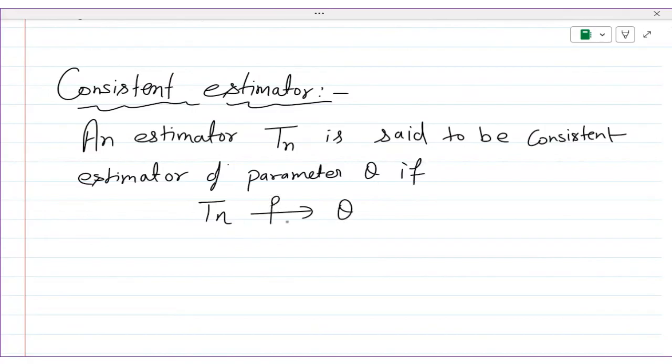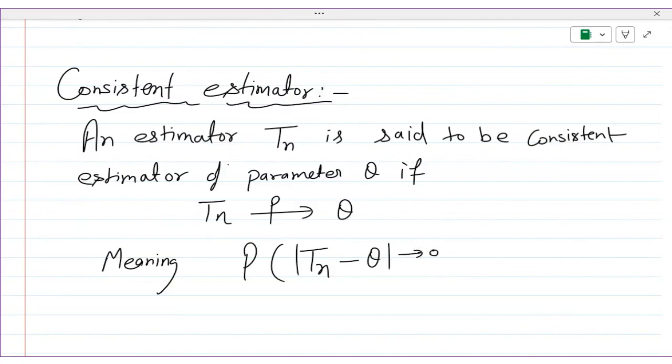So what is the meaning of convergence in probability? It means the chance or the probability that Tn is near this theta should approach 1. It means the probability that the distance between Tn and theta approaches 0 should be 1 as n approaches infinity. So this is the general meaning.